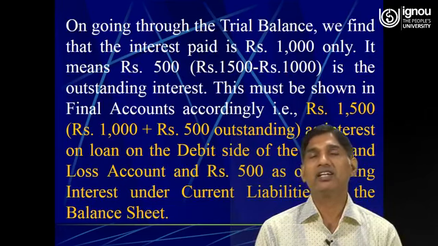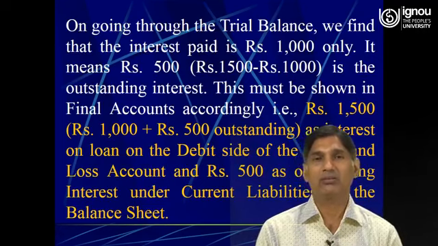Therefore, any expenditure we have incurred during the financial year and has not been met so far is called outstanding liabilities. So this interest of rupees 500 on loan which has not been paid by the end of the financial year will be treated as a liability, and it will be shown on the liabilities side under the head current liabilities.